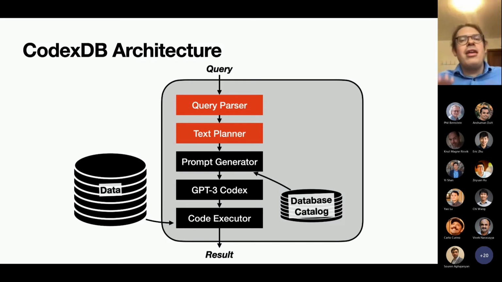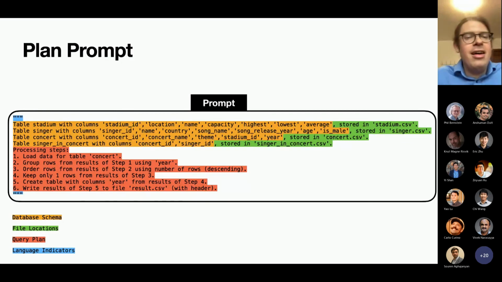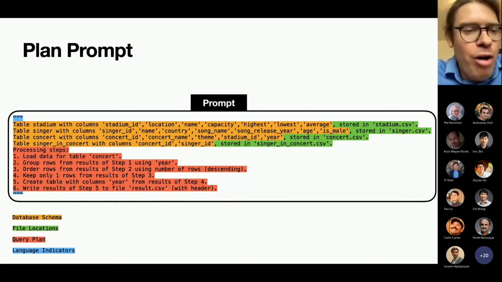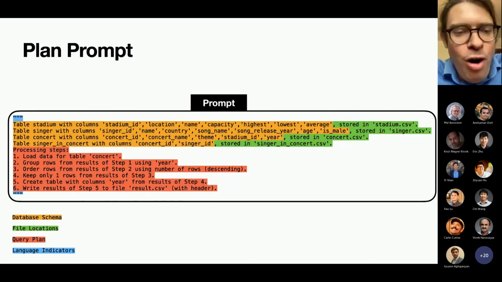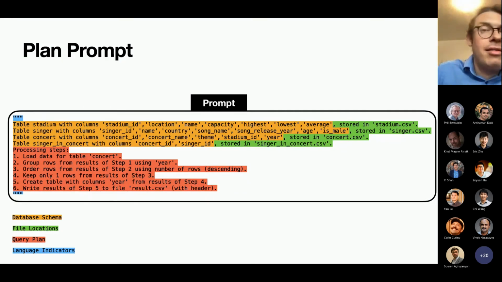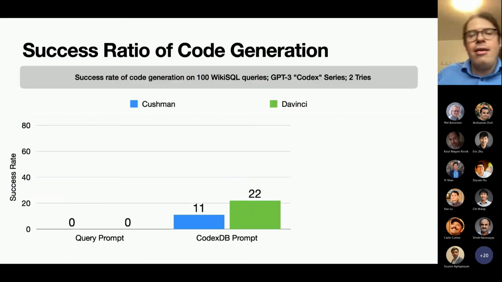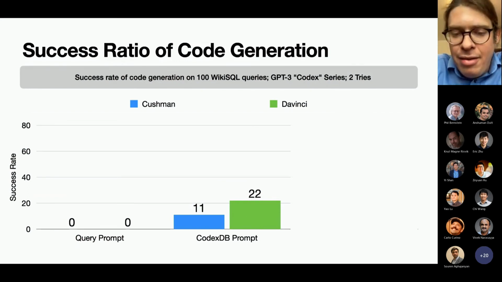Now let's see whether that changes our success rate a little bit. And before I do that, here is one of those example prompts. It's the same query as before, but the part marked in red has actually changed compared to the previous prompt. Whereas before I had a query, now I have a sequence of processing steps that have been generated by this natural language query planner. And that helps. So now we're getting up to 22% of successfully solved test cases using the most powerful Codex version.